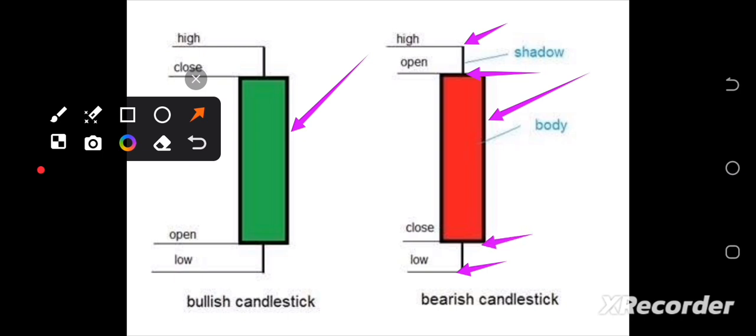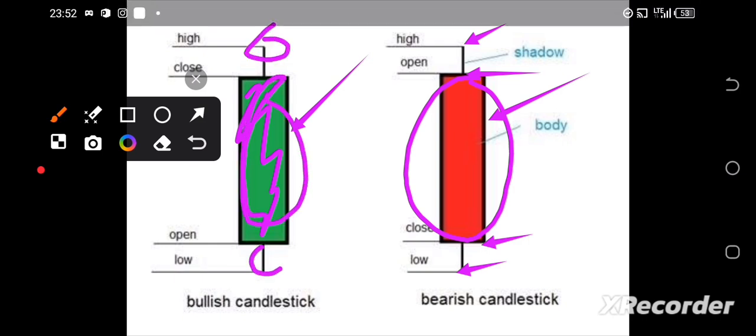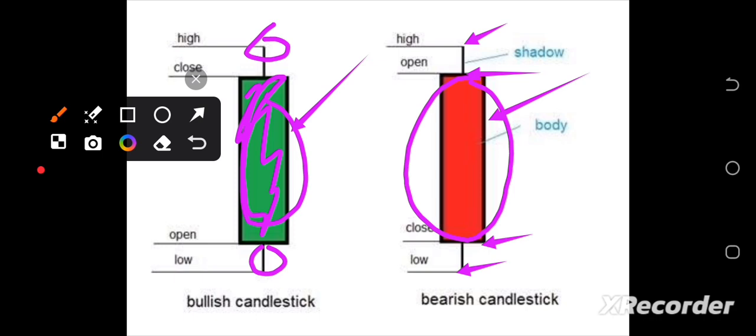Everything that is left of the candle is called the body. They're like this. Anything aside from the wick is called the body of the candle. Like this, all this area is the body of the candle, aside from the upper wicks and the lower wicks. It is called the body of the candle.